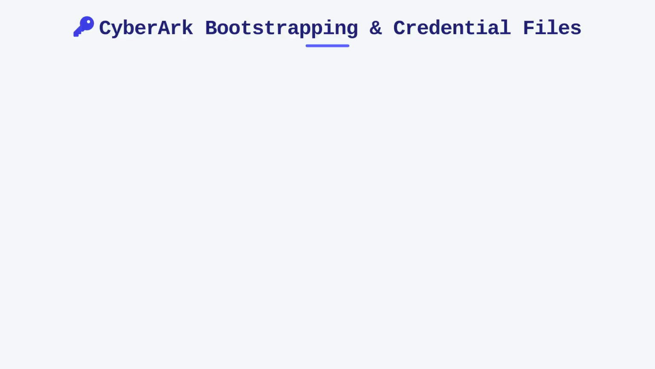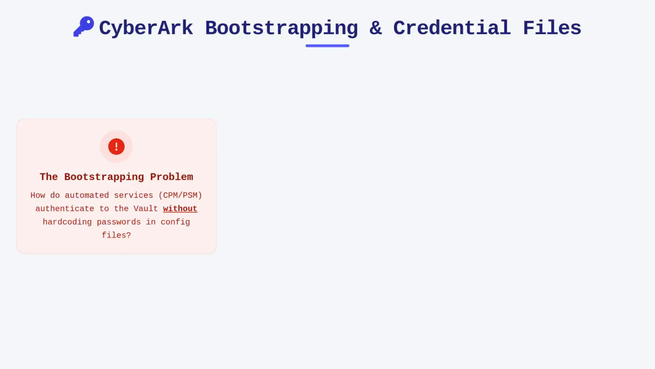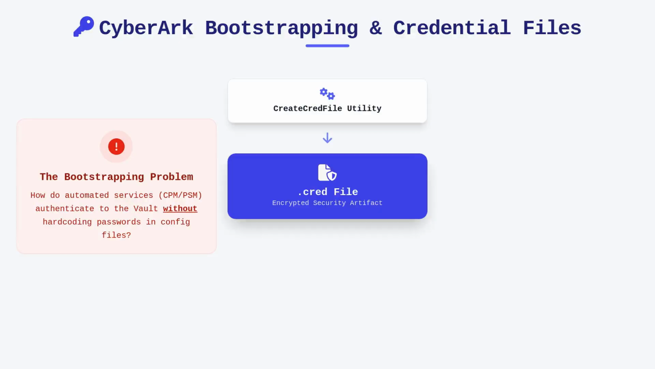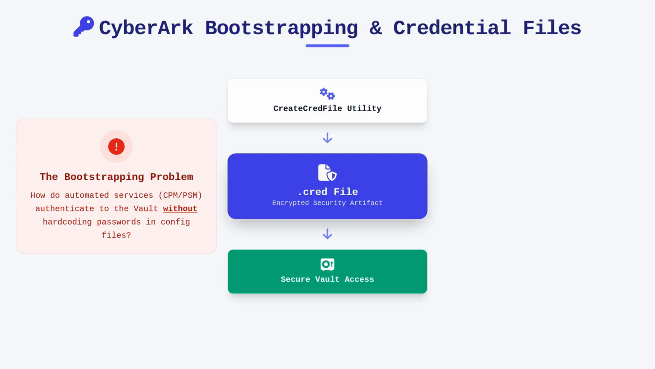When we deploy CyberArk components, such as the Central Policy Manager or the Privileged Session Manager, we face a fundamental bootstrapping problem. How does an automated service authenticate against the vault without hard-coding passwords in configuration files? The answer lies in the use of credential files, often identified by the CRED extension, which act as encrypted, location-bound security artifacts. The Create CRED file utility is the standard tool provided by CyberArk to generate these files. When you execute this utility, you are essentially creating a secure wrapper around the authentication credentials that the component needs to establish its initial connection to the vault.